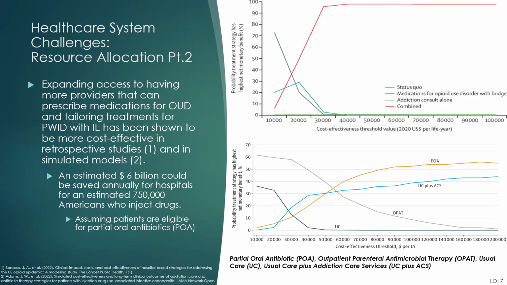There are also problems expanding access to more providers that can prescribe medications for tailoring treatments with people who inject drugs. This method has been shown to be more cost-effective in retrospective studies and simulated models. If you look here, combined models are the most cost-effective, along with partial oral treatments or usual care plus addiction services. So if you increase the amount of addiction services and the amount of prescribers who can prescribe addiction medicine treatments, it would help be more cost effective in the long run.